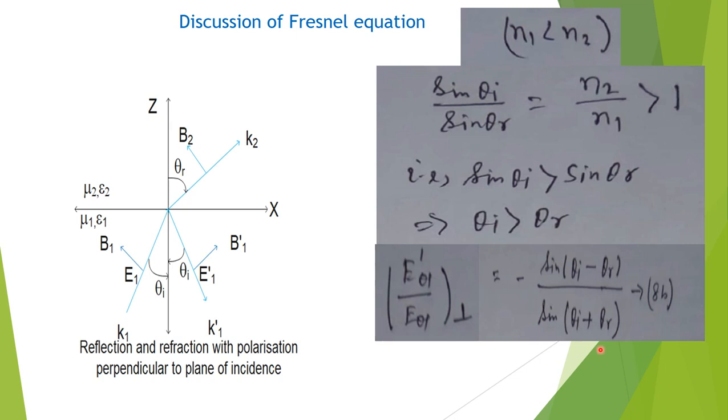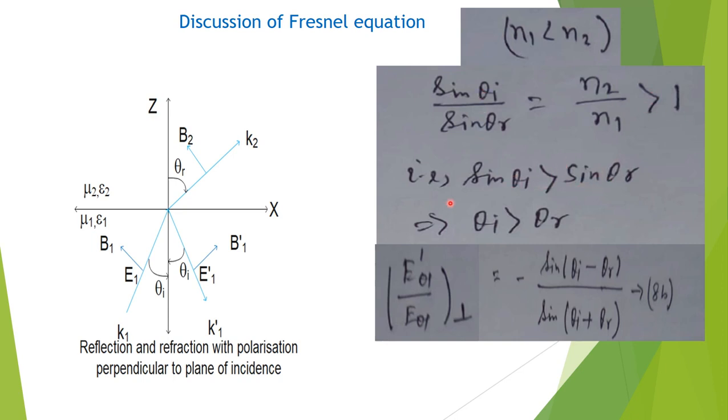Now ultimately we have two equations, and we discuss the Fresnel equations under certain conditions: what happens when n1 is less than n2, or when n1 is greater than n2. First we consider n1 less than n2, that means medium 1 is the rarer medium and medium 2 is the denser medium.